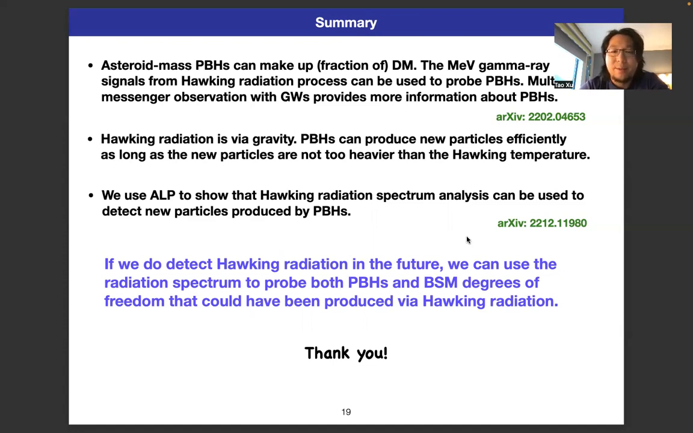Hawking radiation is via gravity. That means primordial black holes can produce new particles efficiently, as long as the new particles are not too much heavier than the Hawking temperature. And then we use axion-like particles to show that Hawking radiation spectrum analysis can be used to detect the new particles produced by primordial black holes. Then, if we do detect a Hawking radiation signal in the future, we can use the radiation spectrum to probe both primordial black holes and also beyond standard model particle degrees of freedom that could have been produced by the Hawking radiation process already.